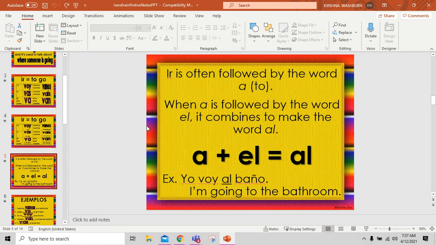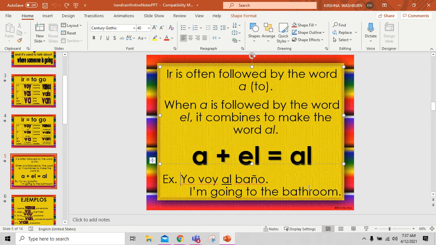Ir is often followed by the word a, which means to. When a is followed by the word el, it combines to make the word al. So in Spanish, there are very few contractions, and this is one of them. So yo voy al baño means I'm going to the bathroom or I go to the bathroom.